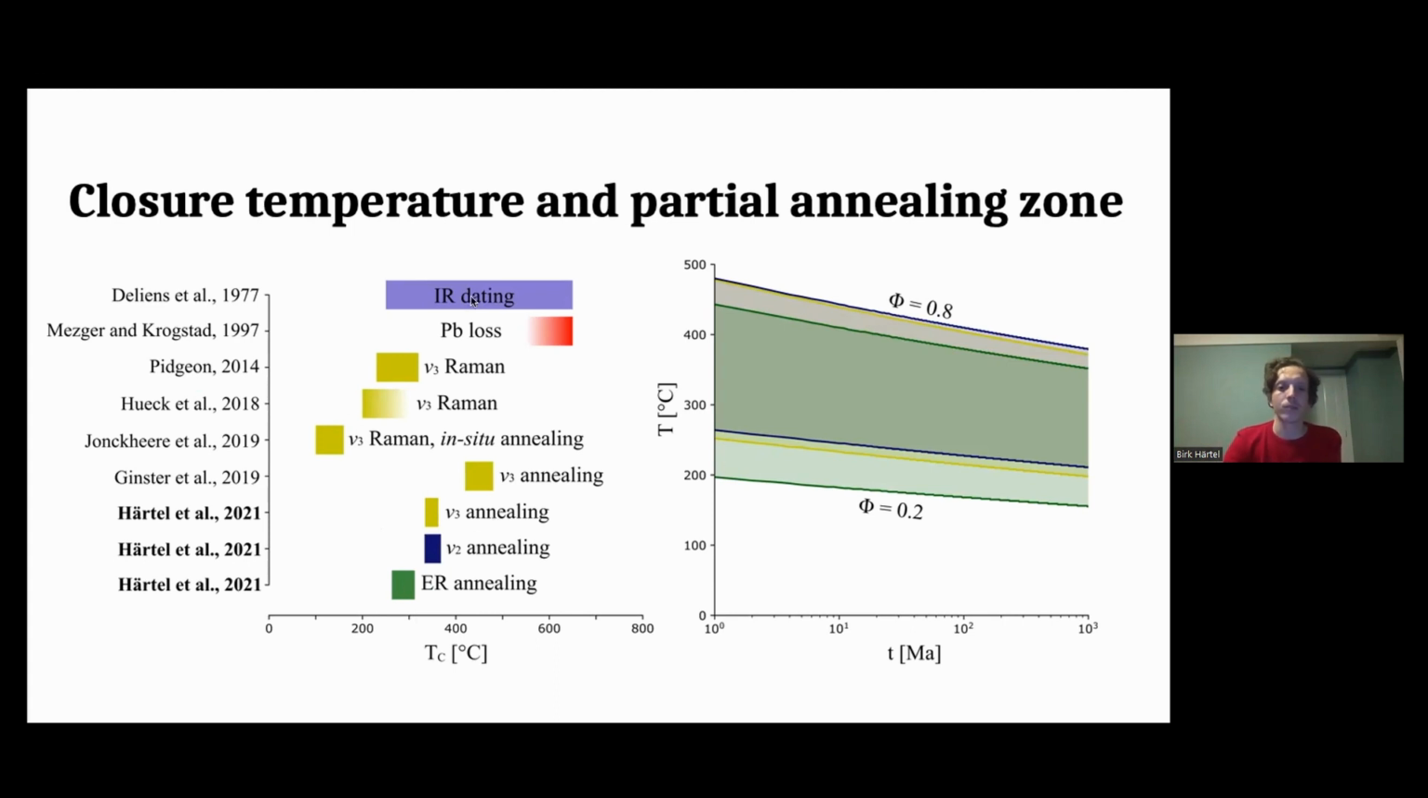If we compare this to previous estimates of the annealing temperature for the Raman spectrum, we see they're pretty much scattered, but we're somewhere in the middle of the previous estimates. On the right side, just a short note, there we have the partial annealing zones for the different Raman signals, between 20% and 80% annealing. And there we can also see that the partial annealing zone, so the zone where only a part of the damage is annealed, is actually pretty broad for all 3 bands. And of course, we see again the green zone here, the one of the ER band, is shifted towards lower temperature, showing that this band is more sensitive to annealing.